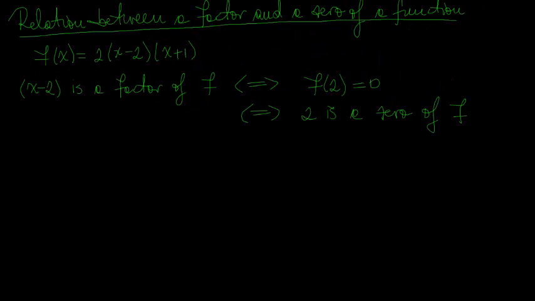Finally, I want you to understand the relation between a factor and a zero of a function. So if we have a function that's been factored, say 2 times x minus 2 times x plus 1, knowing that x minus 2 is a factor, a parenthesis in this quadratic function, that tells me immediately that 2 is a zero of the function. Namely, if I plug 2 into that function, I get 0, and vice versa.